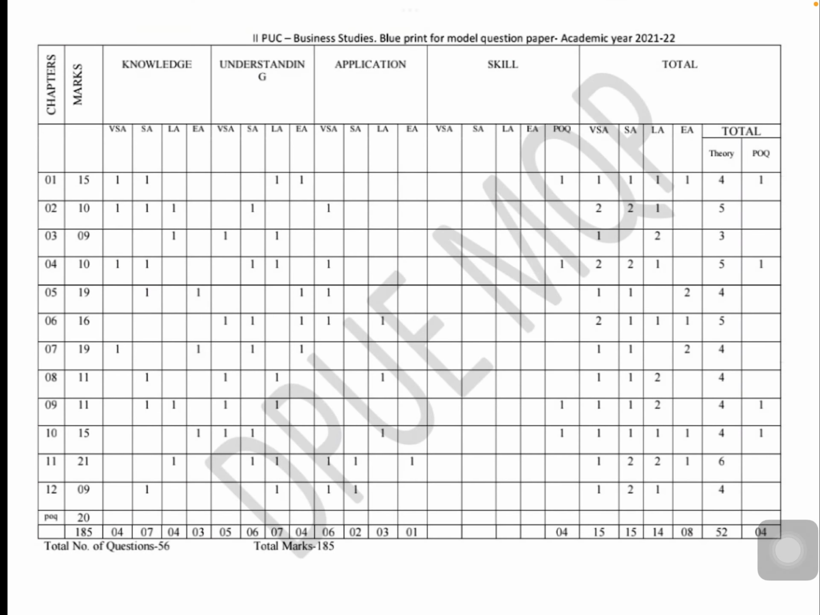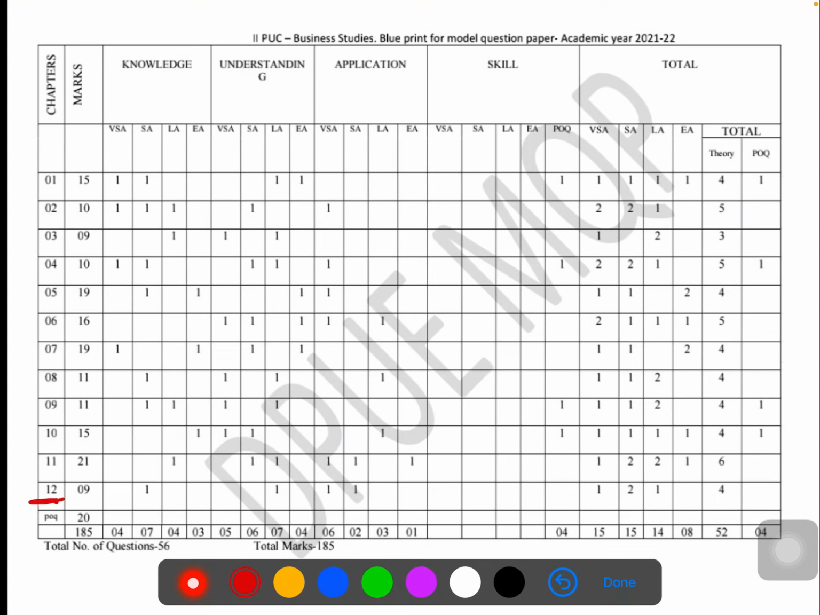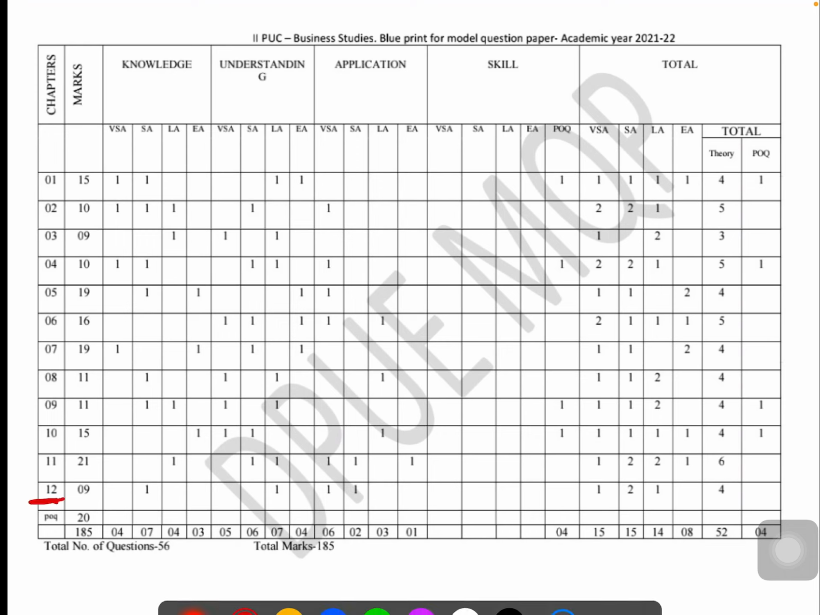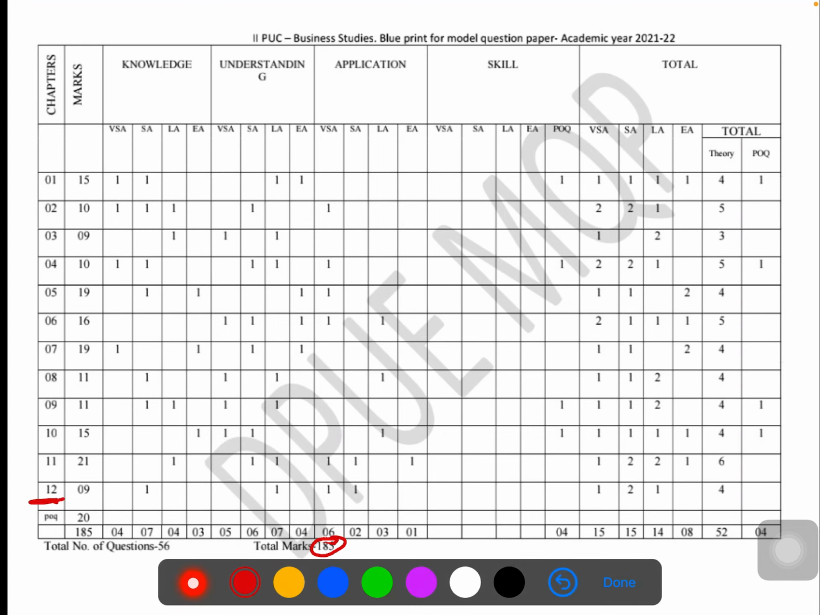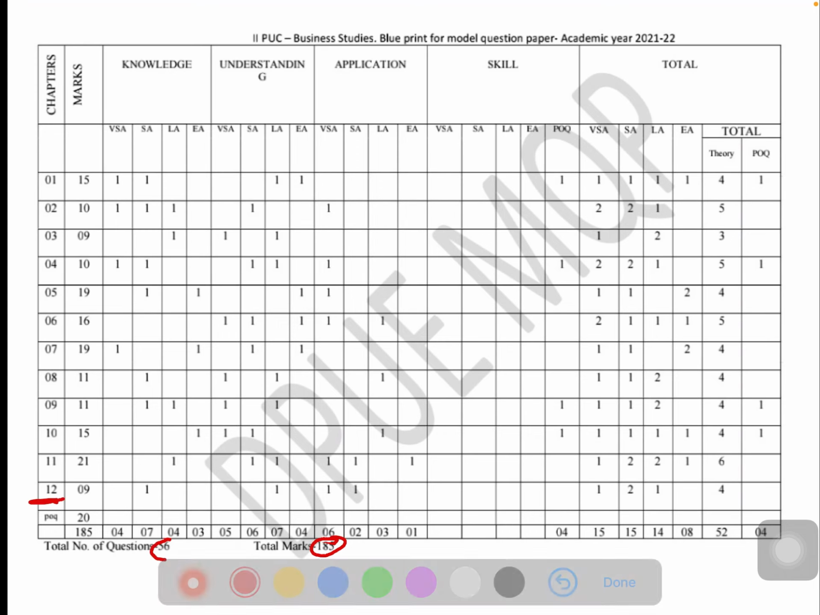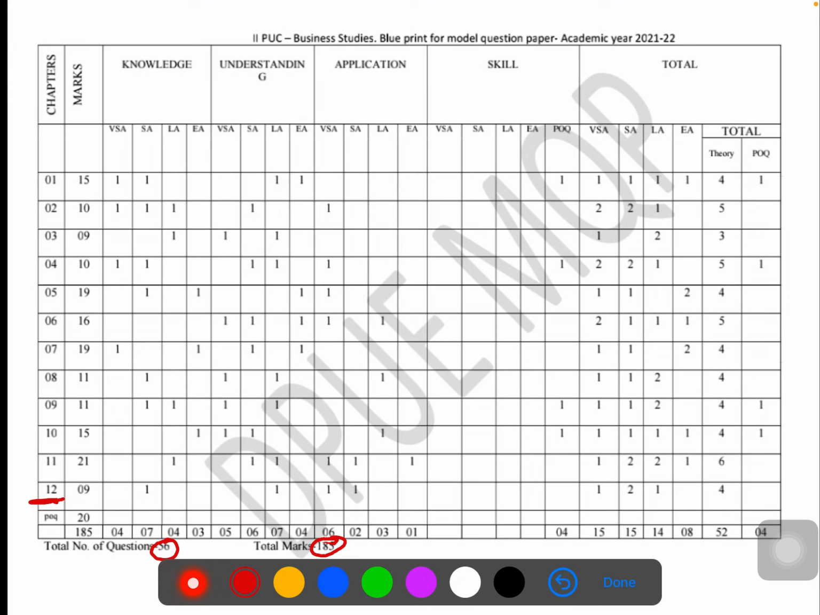First of all, let's understand what exactly the business studies blueprint is all about. To understand this, you first have to know how many chapters you have. In business studies you have 12 chapters in total. The total marks in the question paper are 185, and the total number of questions is 56. In this scenario, how exactly will the question paper be prepared?